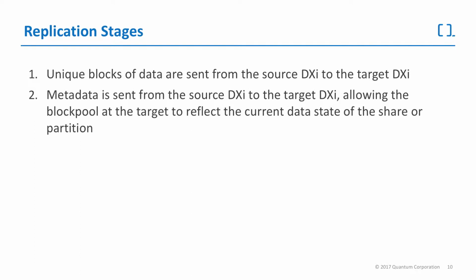Replication occurs on the DXi system in two stages. First, unique blocks of data are sent from the source DXi to the target DXi. Next, metadata is sent from the source DXi to the target DXi, allowing the block pool at the target to reflect the current data state of the share or partition.